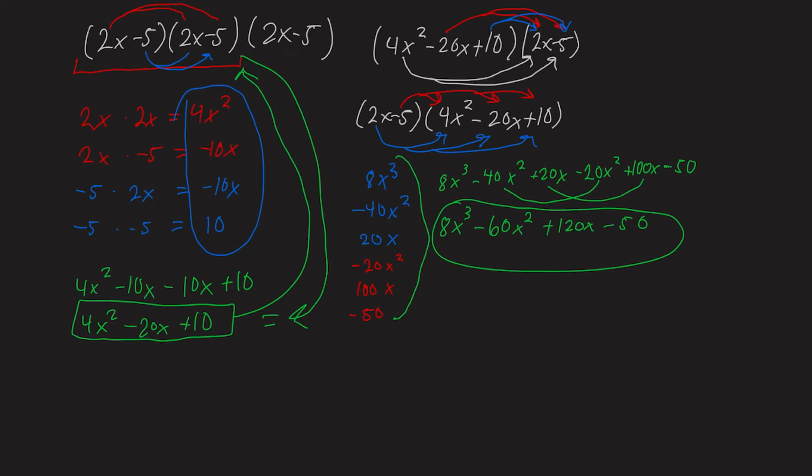So if we wanted to summarize multiplication in one concise statement, you'd say that you take your first term and you multiply it by everything else.